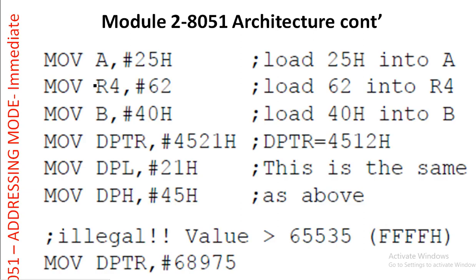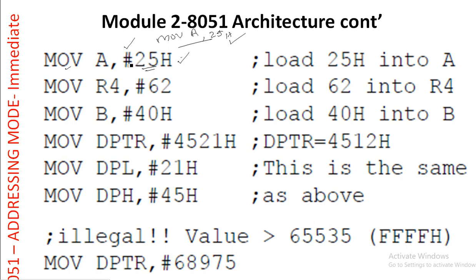The first example is MOV A. MOV is the opcode. To which register? To the accumulator. What to copy into the accumulator? The number 25. So 25 is a number that is indicated to the microcontroller by the hash sign. The microcontroller also supports another instruction, MOV A, 25H. These two are different instructions. This is one instruction, this is another instruction.